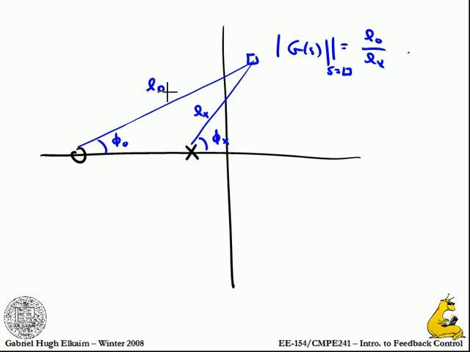Basically, the length of the zero times the length to the pole, that's just M1 divided by M2. And the phase of G of S evaluated at S equals that probe point is nothing more than phi 0 minus phi x. Cool.